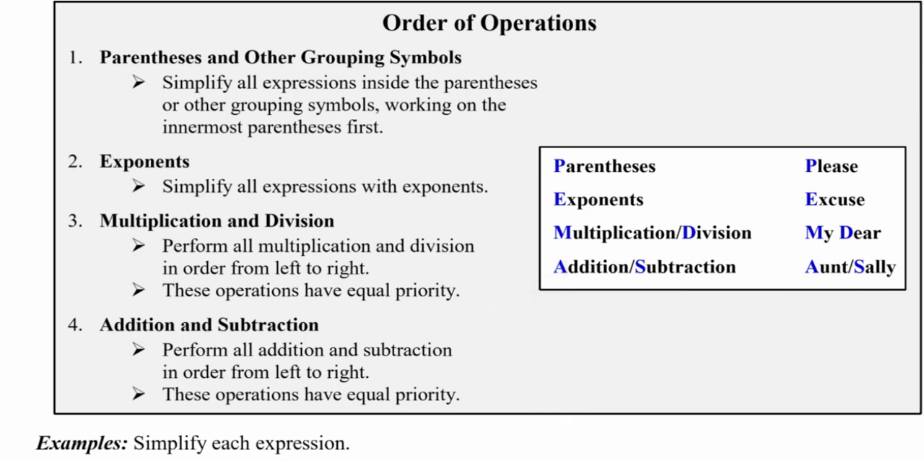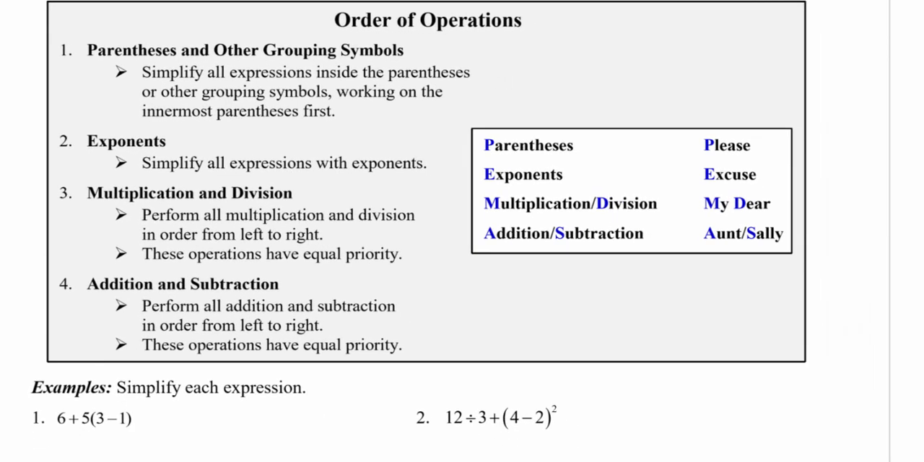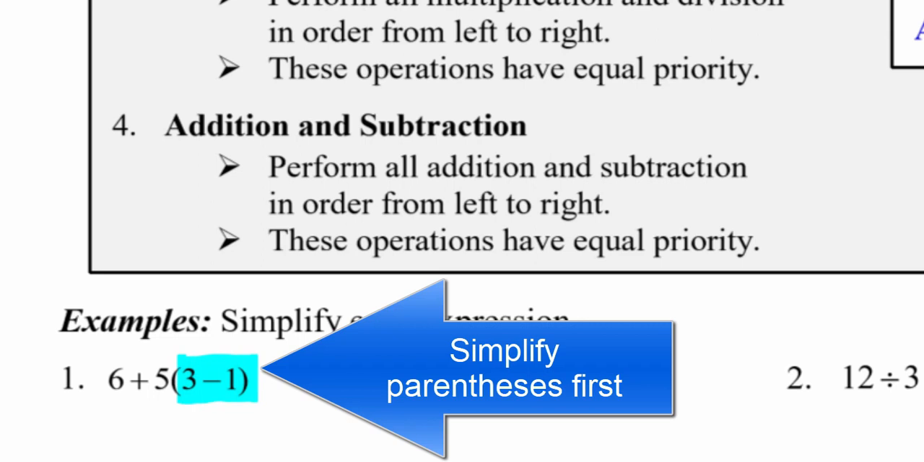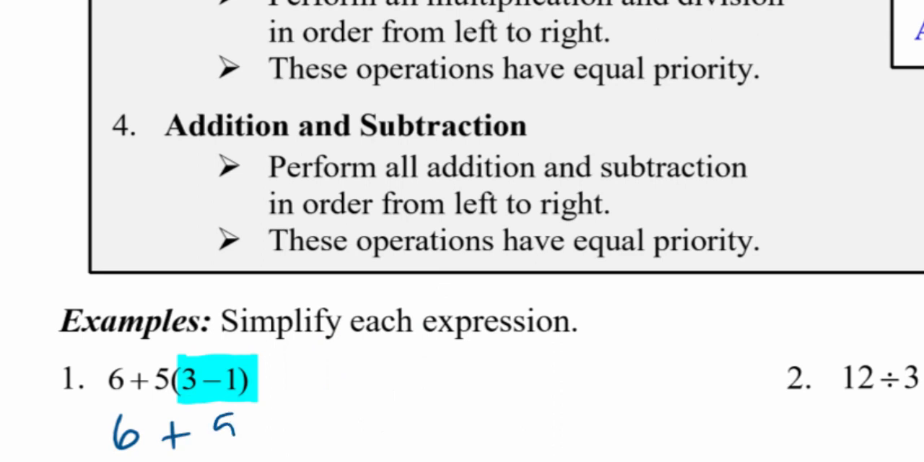So now let's go ahead and use the order of operations in our first expression. You can see here that in expression number 1, we have addition, we have subtraction, there's multiplication, and there's a set of parentheses, right? So with the please excuse my dear Aunt Sally, we need to simplify inside the parentheses first. So this parentheses here, this 3 minus 1, we need to perform that operation first. So I'm going to write 6 plus 5, and then instead of the 3 minus 1, I'm going to put 2 because I did the subtraction.